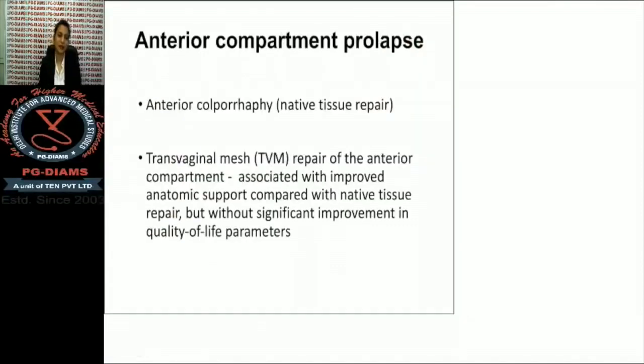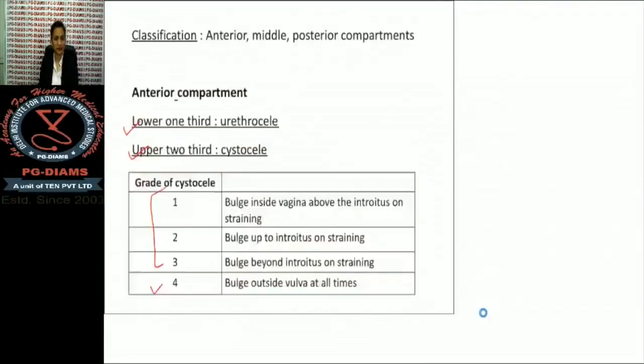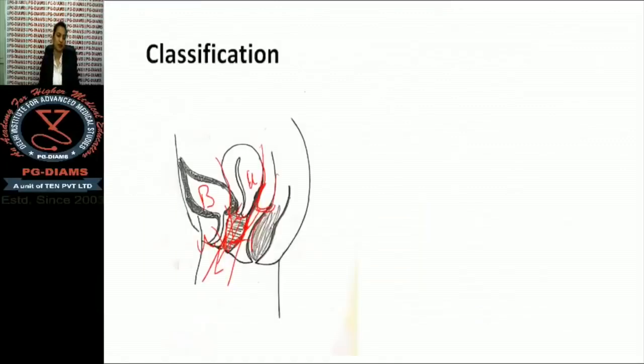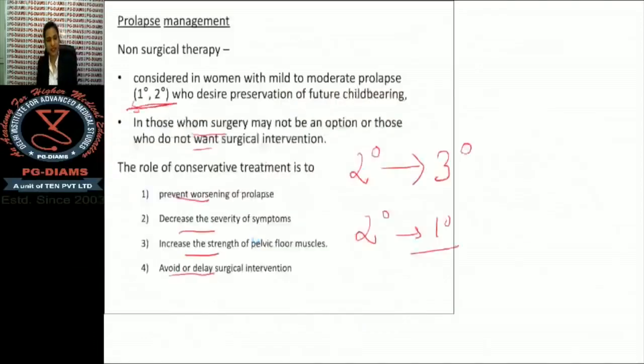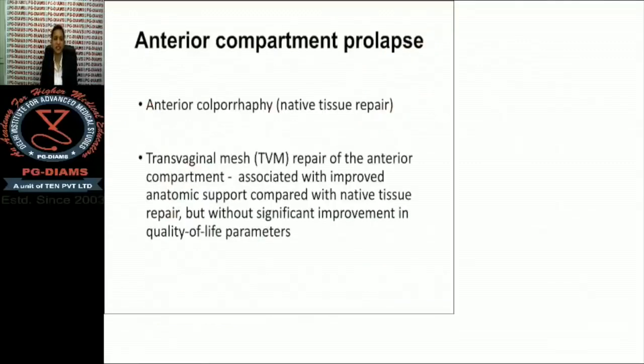Then coming to the anterior compartment. Now anterior compartment prolapse, if you remember the diagram, is a prolapse of the bladder and the urethra through the vagina. Now what I want you to understand is correction of anterior and posterior compartment prolapses are usually done vaginally. If there is only anterior compartment prolapse or if there is only posterior compartment prolapse, you will do a procedure vaginally more often. The native tissue repair done for anterior compartment prolapse is called anterior colporrhaphy.